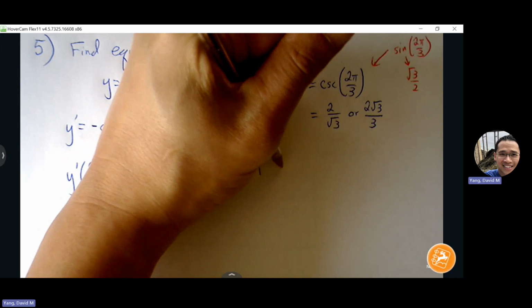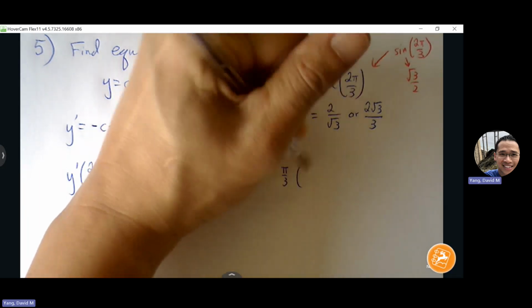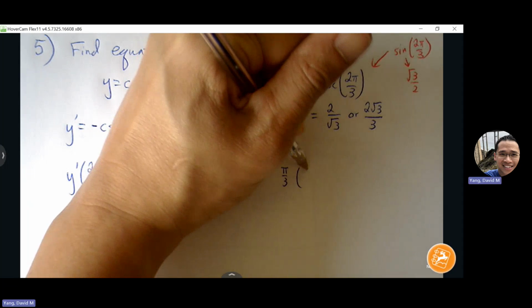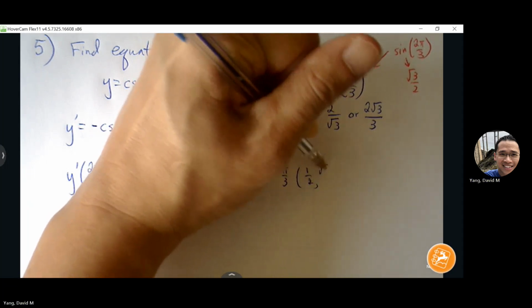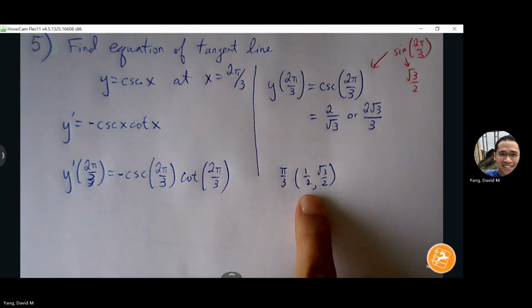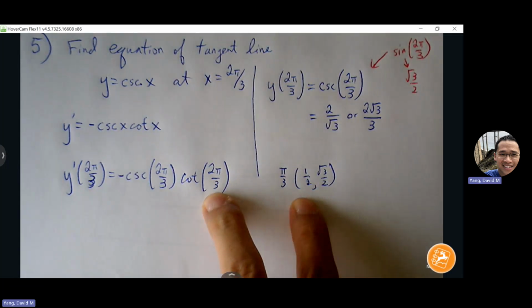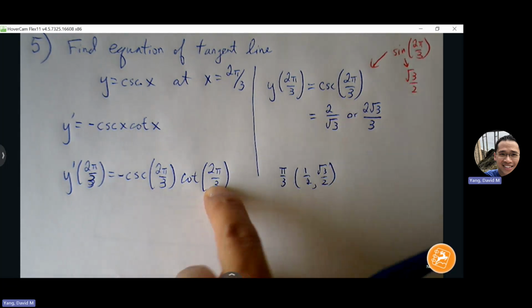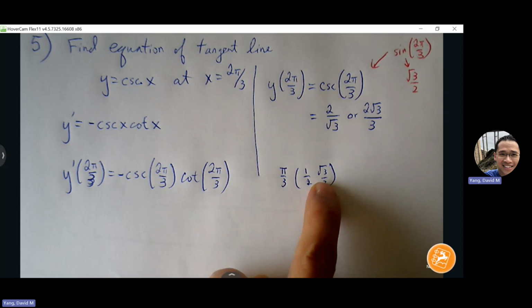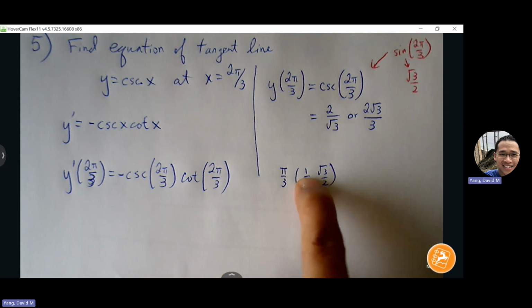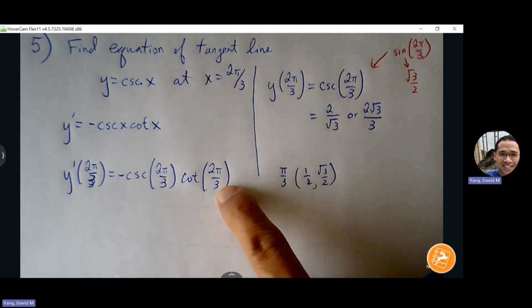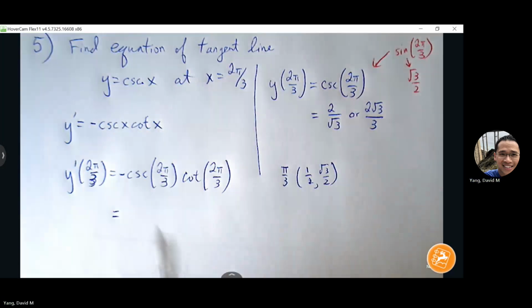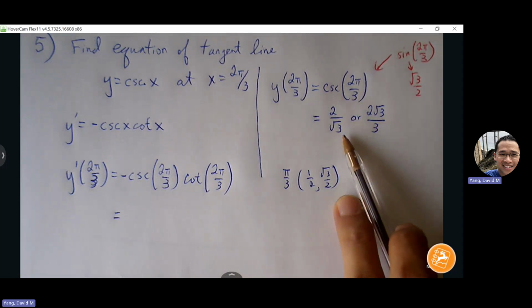So we know that at pi over 3, my ordered pair is going to be 1/2, root 3 over 2, right? That's my ordered pair at pi over 3. Cotangent, we know it's going to be negative in the second quadrant. Cotangent, you can think in terms of the reciprocal of tangent, or you can think of it as x over y. Instead of tangent being y over x, cotangent is x over y. So I can just look at my x and y values, 1 divided by root 3. That's cotangent. So we know cosecant of 2 pi over 3 is 2 over root 3.